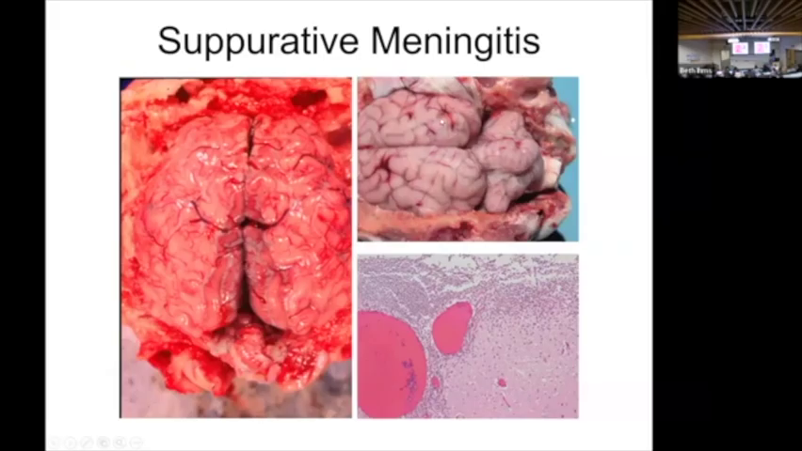Here again is another case, pretty subtle up here. If you look at the gyri, maybe there's some stuff in there, but if you come back here, here's a big pus and fibrin blob right there. There's maybe another one right there. So it can be quite subtle, grossly, even when it's pretty severe.